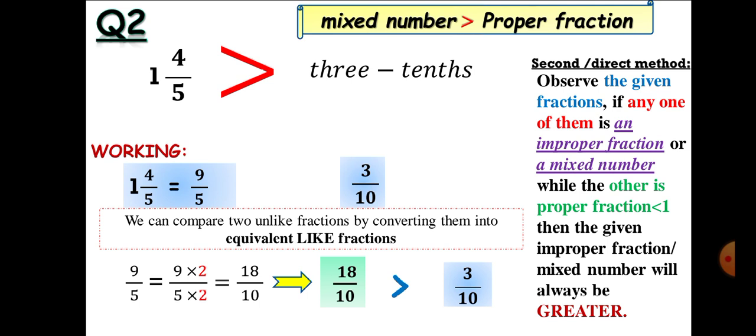We have to focus on the numerator. The one that has the greater numerator has the greater value. That means 18 is greater than 3, that means 1 whole 4/5 is greater than 3/10. So let's study this one.